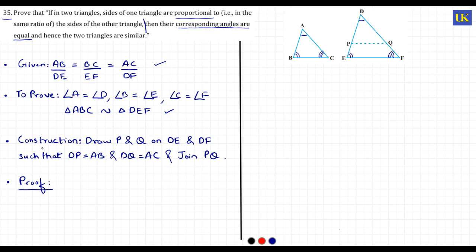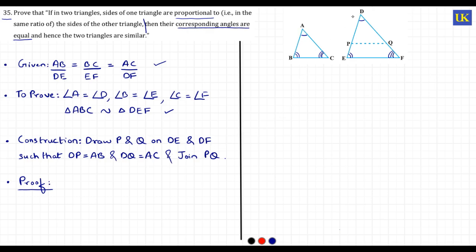Then we will do some small construction, because we need to follow these steps. We first write the statement, then what is given, what we have to prove, and then if we are doing some kind of construction, we write that construction, then we go to the proof part. So the small construction we'll be doing here is we will take two points P and Q on side DE and on side DF, in such a way that DP is equal to AB and DQ is equal to AC.